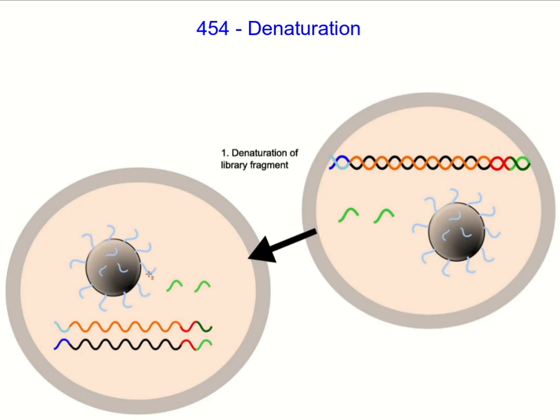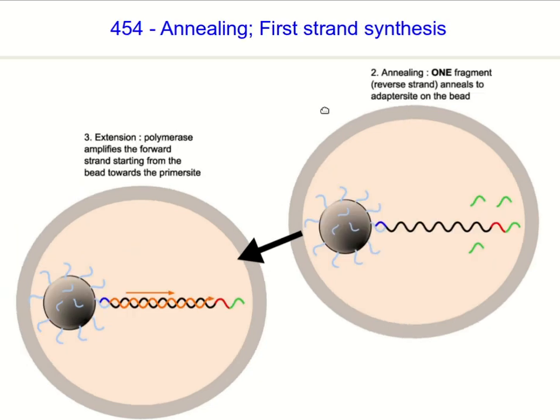So the first step is denaturing, where we separate the strands of the library molecule. This is followed by annealing, where one of the oligonucleotides on the bead acts as a forward primer, where a new strand is synthesized complementary to one of the library molecule strands. We make a copy of this. What is special with this new copy is that it's covalently attached to this bead here. This will be very important in the subsequent steps.